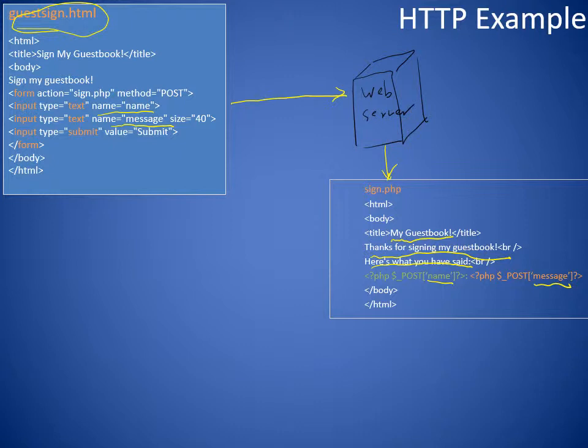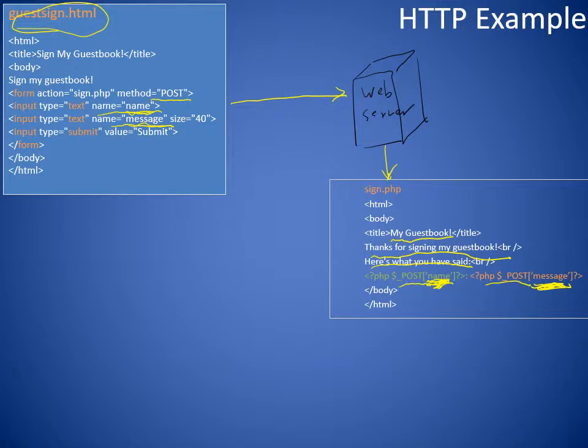So in the example, you can see that the guest is using the HTTP method POST, and there are two variables put into the HTTP request, including the name and message. And on the server side, it will retrieve the variable of the name here and retrieve the variable of the message here, which are all using the PHP script.